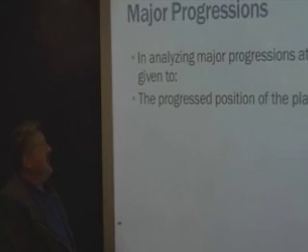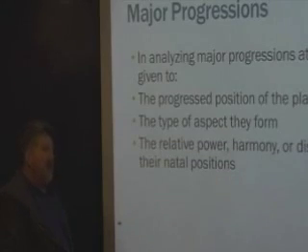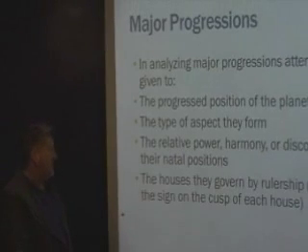So what we're looking at is the progressed placement of the planets, the nature of the aspect which they form. We look at the natal positions of those planets, and we look for each of those planets, how were they conditioned at birth? What is the relative power, the harmony, and the discord of those planets in the natal chart? This gives us clues in interpretation.